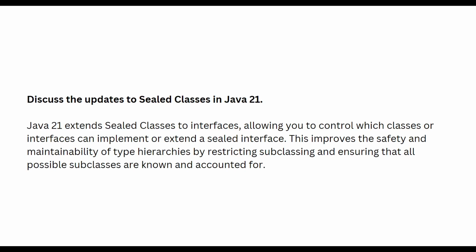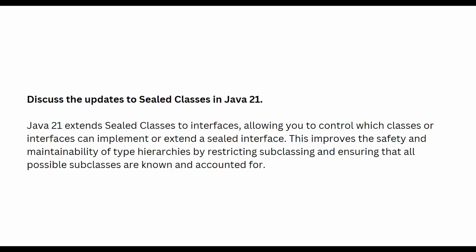Alright, moving on, discuss the updates to sealed classes in Java 21. So Java 21 extends sealed classes to interfaces, allowing you to control which classes or interfaces can implement or extend a sealed interface. This improves the safety and maintainability of type hierarchies by restricting subclassing and ensuring that all possible subclasses are known and accounted for.